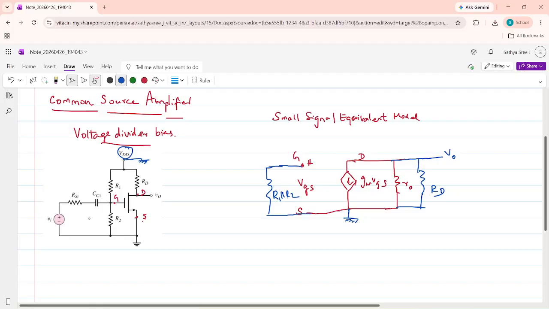And after that there is a capacitance CC1, the coupling capacitance. In drawing the small signal model, we have to short circuit the capacitance. So CC1 is short circuited. After that, a resistance RSI, and this voltage is the small signal input voltage. This is the AC input voltage. So this is the small signal model for this common source amplifier.